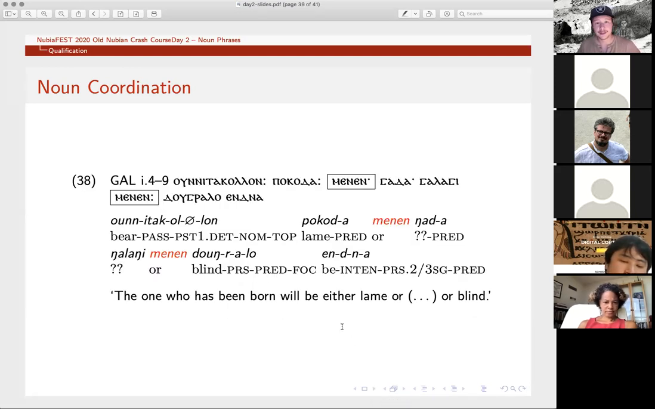Here is one example. It is from a lunary, which is a form of horoscope. The one who has been born on this specific day, right? So this is related to a specific lunar date. The one who has been born will be either lame or something that we don't know, or blind. And we see this menon and menon here used twice.